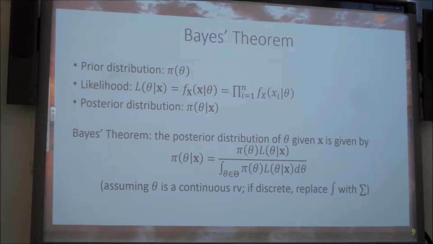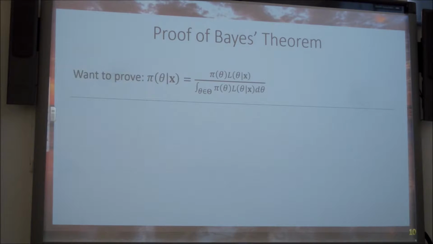Okay, but before I do that, we've got the integral, so we are assuming that theta is continuous. Theta is a continuous random variable, and if it wasn't, then we would just replace the integral with a sum. So now I'll prove it. So this is what we want to prove, and we will need to use the multiplication rule, which you might have seen. So the probability of two events A and B is the probability of B times the probability of A given B, and equivalently the probability of A times the probability of B given A, and we'll use that to prove this.